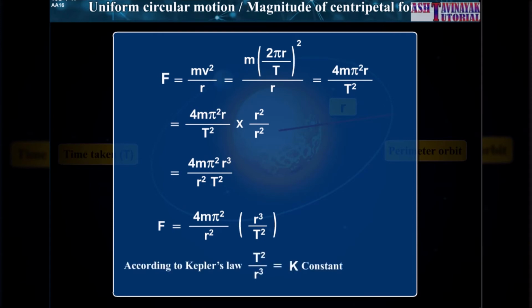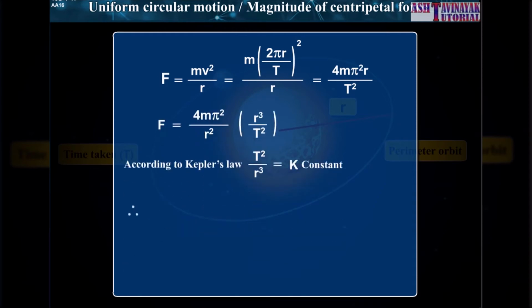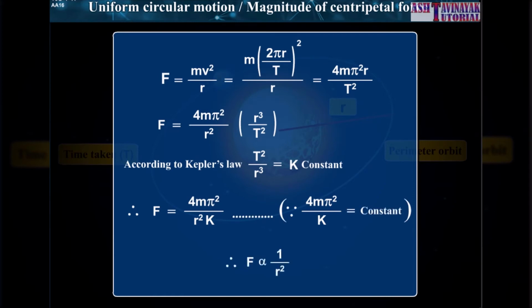Now, according to Kepler's third law, t square upon r cube is equal to k. So, F is equal to 4 m pi square upon r square k. But 4 m pi square upon k is equal to a constant. Therefore, F is inversely proportional to r square.